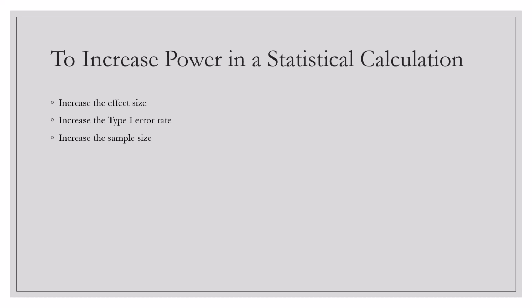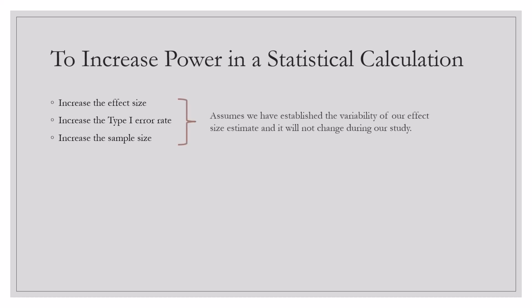And so we shouldn't just go immediately to our statistical calculation of power without first thinking about those other influences. When we think about the relationship of effect size, type 1 error rate, and sample size to power in a statistical calculation, we are assuming we have established the variability of our effect size estimate and it will not change during the study. So we are assuming that we have now done everything we can about those power influencers in order to increase the power of the study, and now that's constant. Then we can turn our attention to these big three.